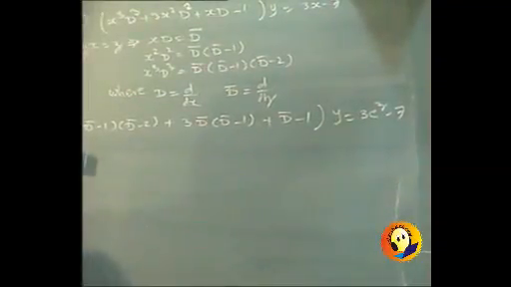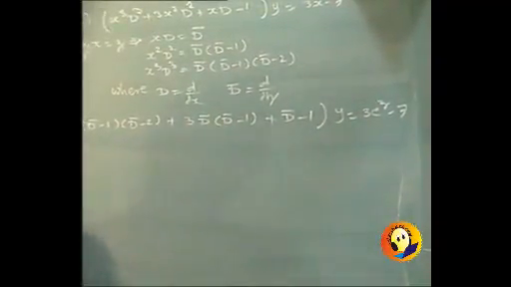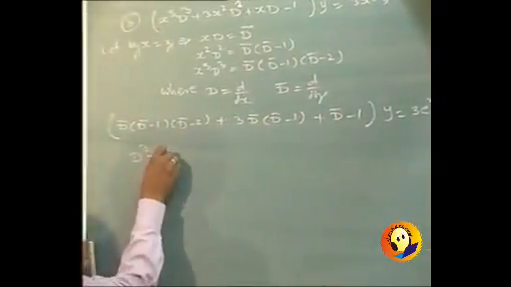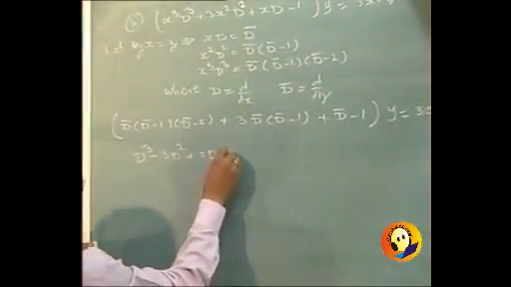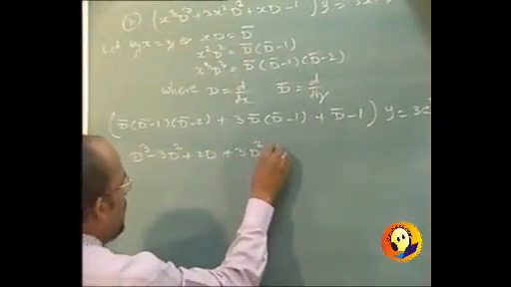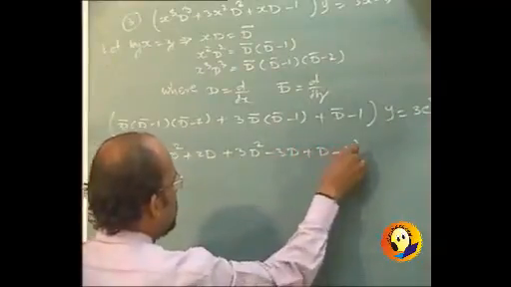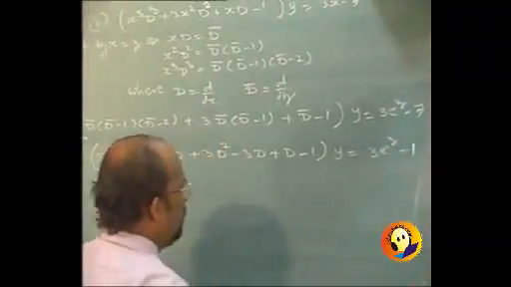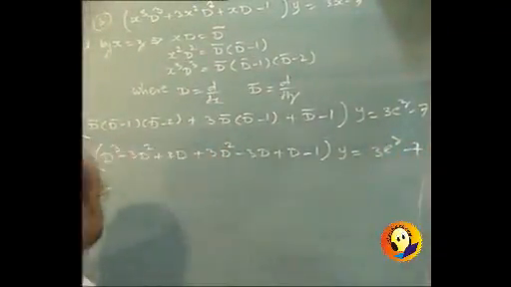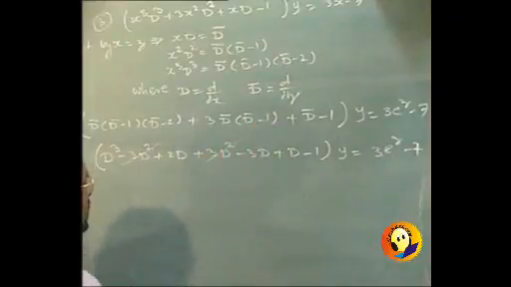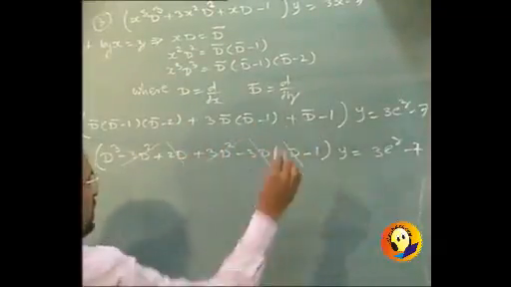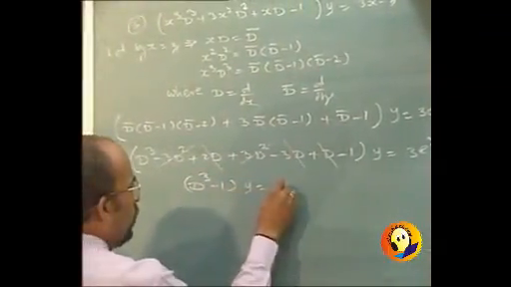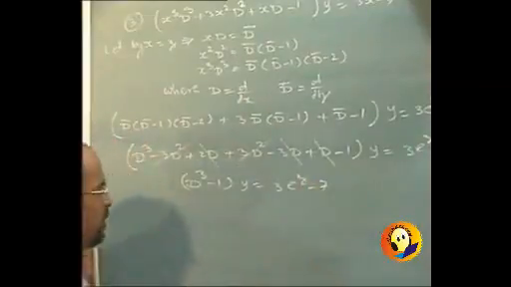Again, for simplicity, we will be replacing d square by D and remembering it as d by dz. This will turn out to be D cube minus 3D square plus 2D plus 3D square minus 3D plus D minus 1, operating on y equal to 3e raised to z minus 1 minus 7. 3D square cancels, 2D minus 3D and plus D cancels. Ultimately it comes out to be D cube minus 1 operating on y equal to 3e raised to z minus 7.